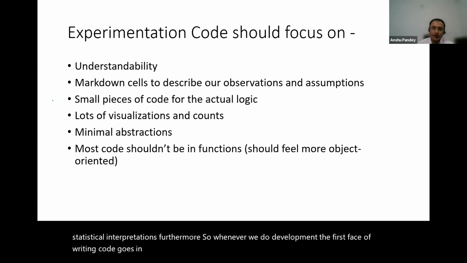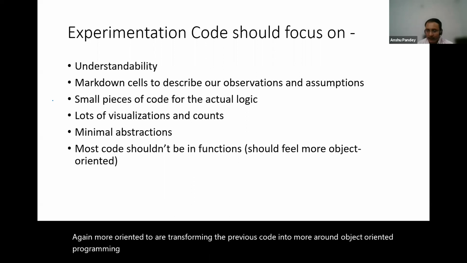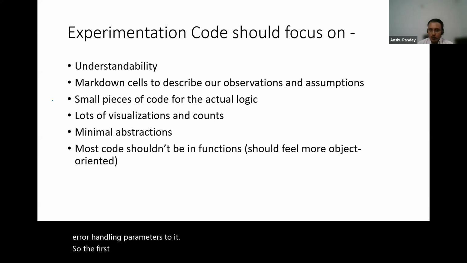Second phase of writing code would be again more oriented to transforming the previous code into more of an object-oriented programming approach, adding more security parameters, adding exception or error handling parameters to it. So the first round of code should not include those complexities because that makes it a little difficult to debug the code or debug the approach.